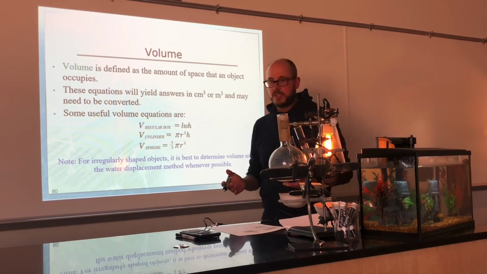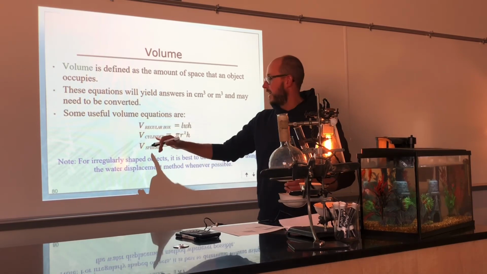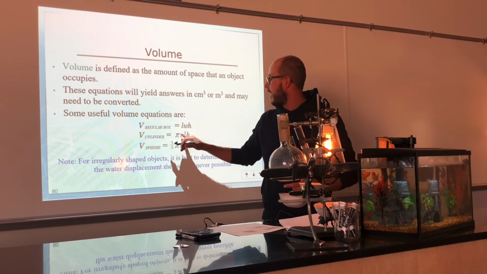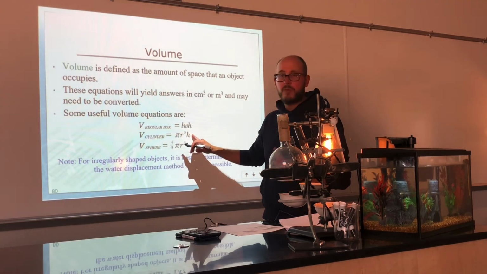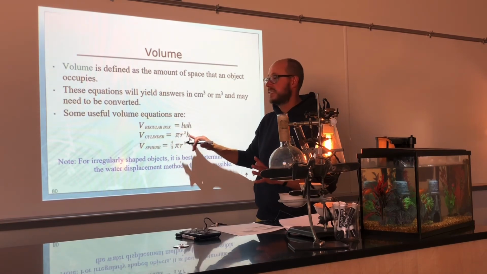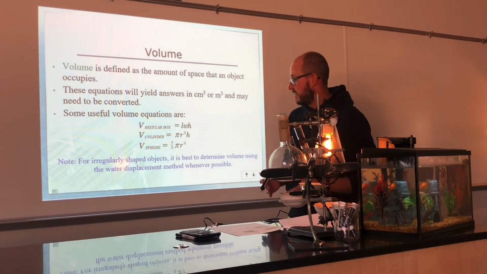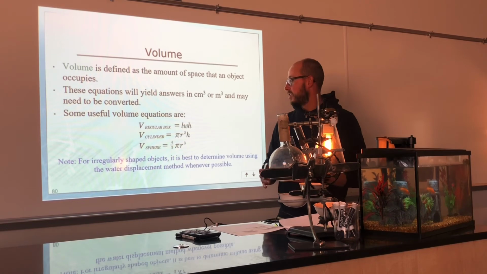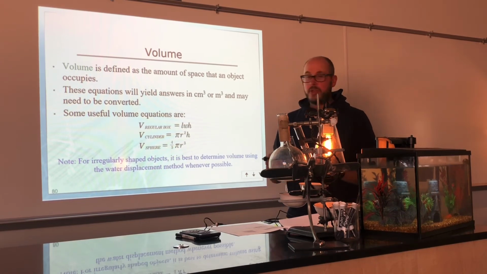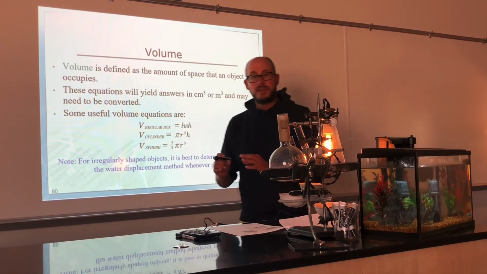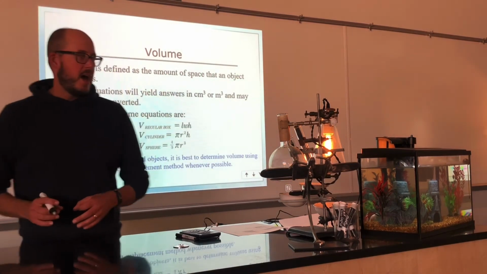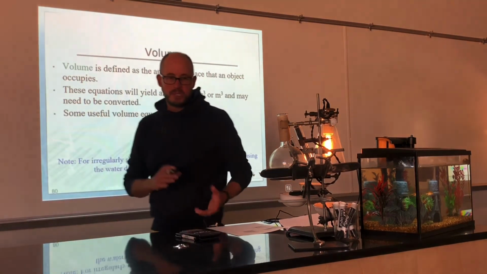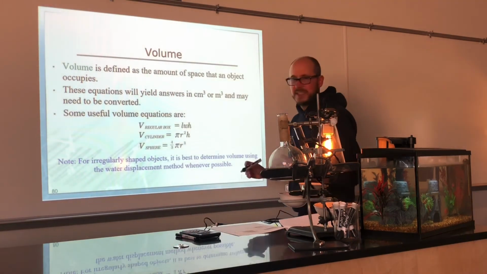Volume of a cylinder is going to be the area of a circle, pi r squared, times the length of the cylinder to get the volume. So volume of a cylinder, pi r squared times h. Volume of a sphere, 4/3 pi r cubed. There may be other specific volume equations that you need. You will have to do a little bit of research on your side to get these.